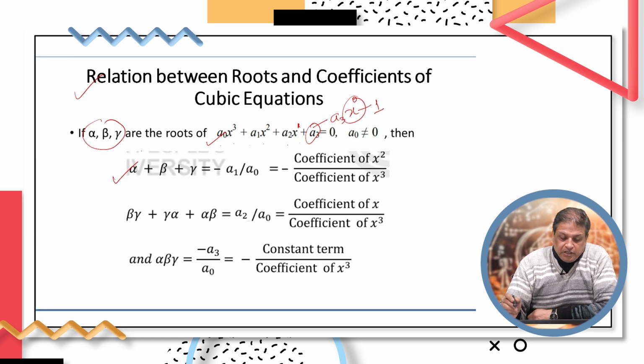Likewise in the quadratic equation, alpha plus beta was minus b by a. So, alpha plus beta plus gamma, because it is a cubic equation, there are 3 roots alpha, beta and gamma. This will turn out to be minus of a1 upon a naught. What is a1? a1 is the coefficient of x square. Likewise in the quadratic equation, just for remembrance, ax square plus bx plus c equal to 0. What was alpha plus beta? Alpha plus beta was minus of b by a.